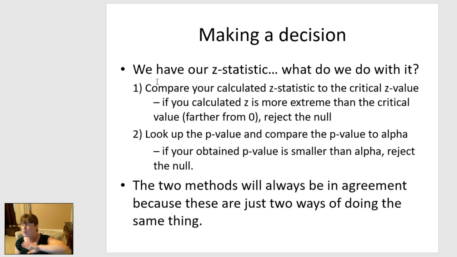Negative 90 was way more extreme than negative 1.96. Reject the null, right? That will mean the p-value must be smaller than alpha. And when p is smaller than alpha, you reject the null hypothesis. These are just two different ways of thinking about the exact same thing.